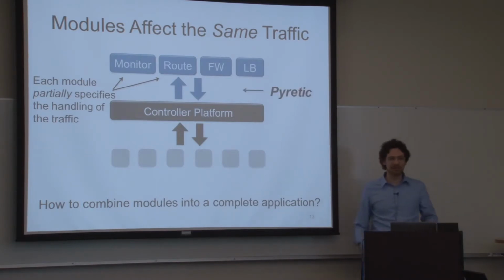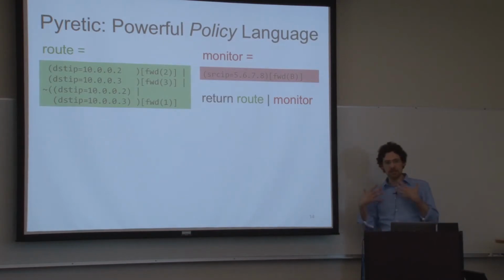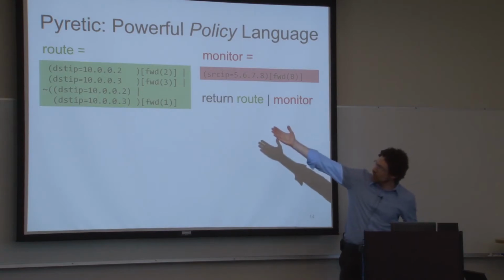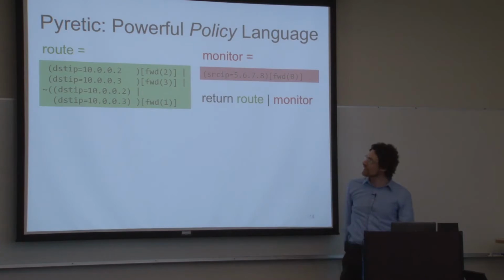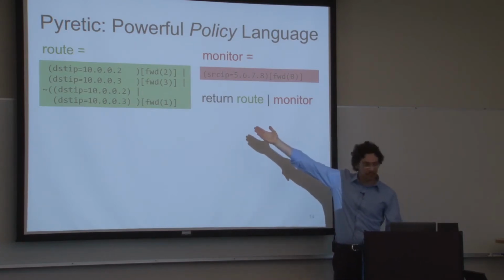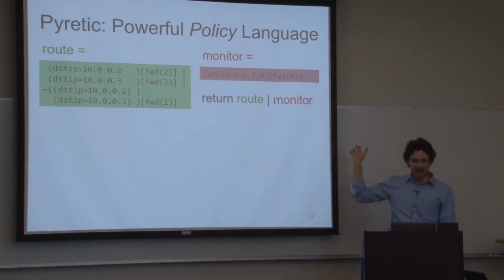Well, our Pyretic system is one potential answer to doing that. The abstractions that Pyretic offers are first a powerful policy language. So in Pyretic, if you wanted to do our previous application, you could write a route policy, which is simply equal to a couple of Boolean predicates that then have actions associated with them, a monitor, which is similarly designed, and you return the parallel composition of your routing and monitoring functionality.